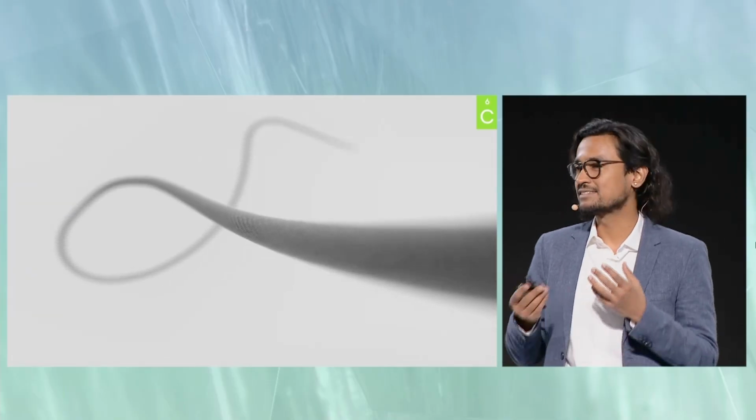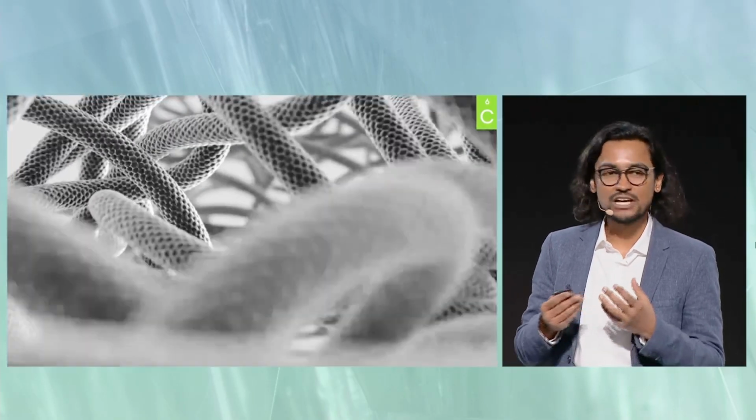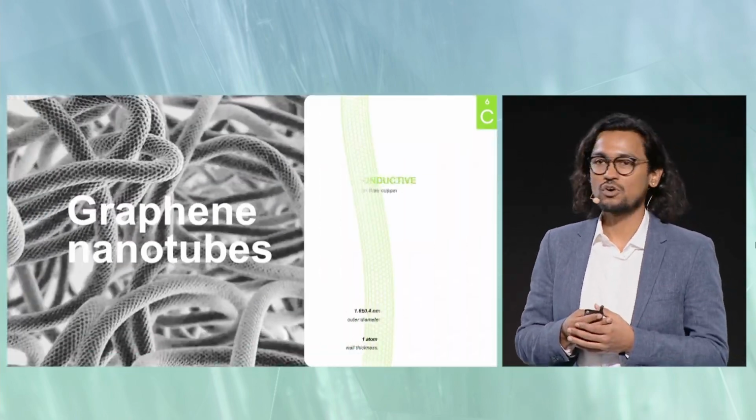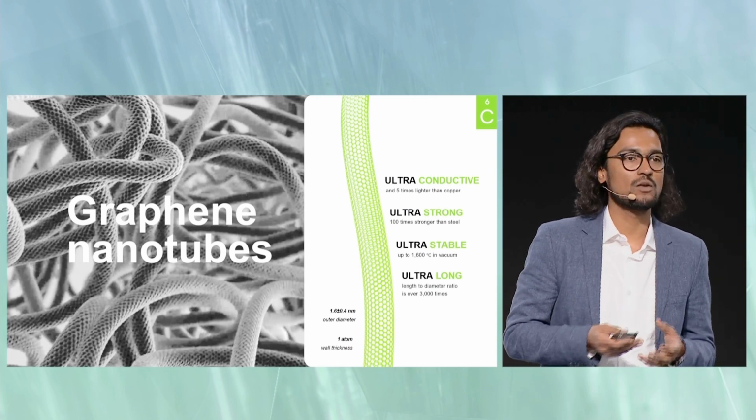As you see in the video, if you take one atom thick sheet of carbon and roll it into a tube, in our case approximately 1.6 nanometer of diameter and 5 micron and higher length, that is something which is called graphene nanotube or single-walled carbon nanotube. The arrangement of carbon atoms in this graphene nanotube is very special so that you get some interesting properties. It is extremely conductive, at the same time 20 times lighter than copper.